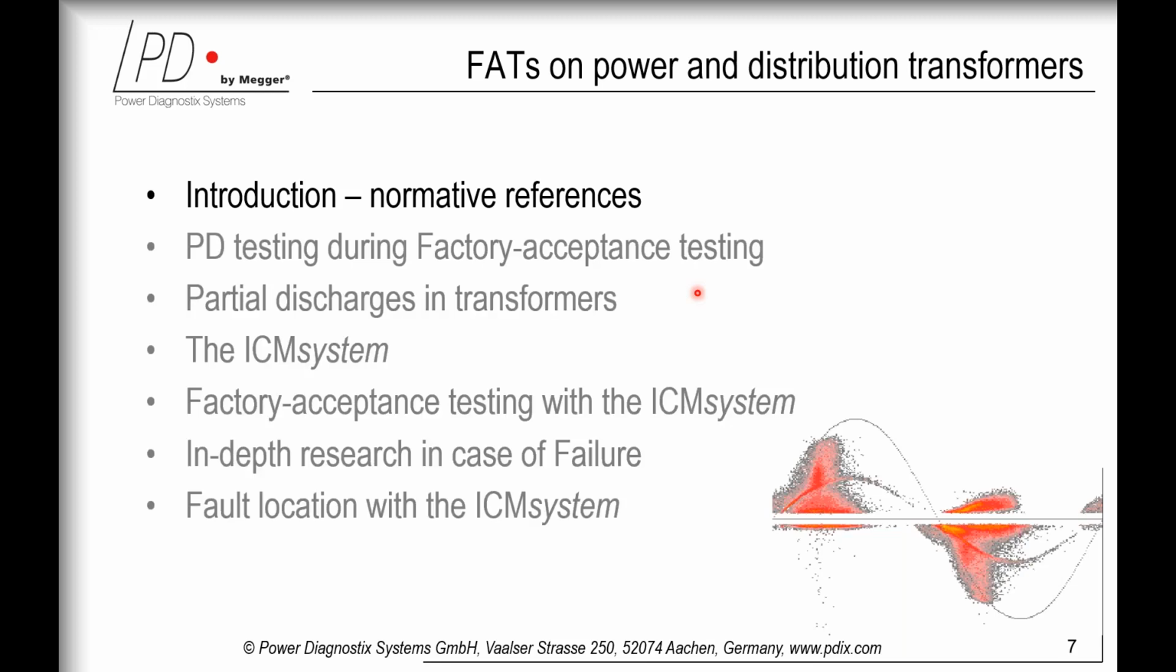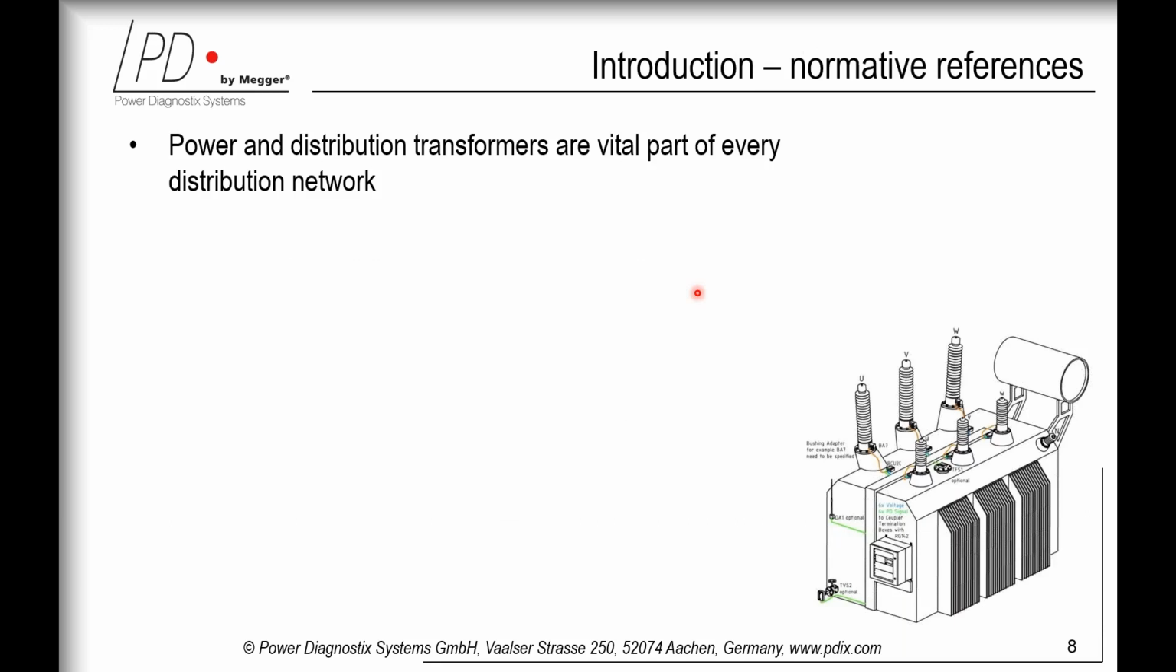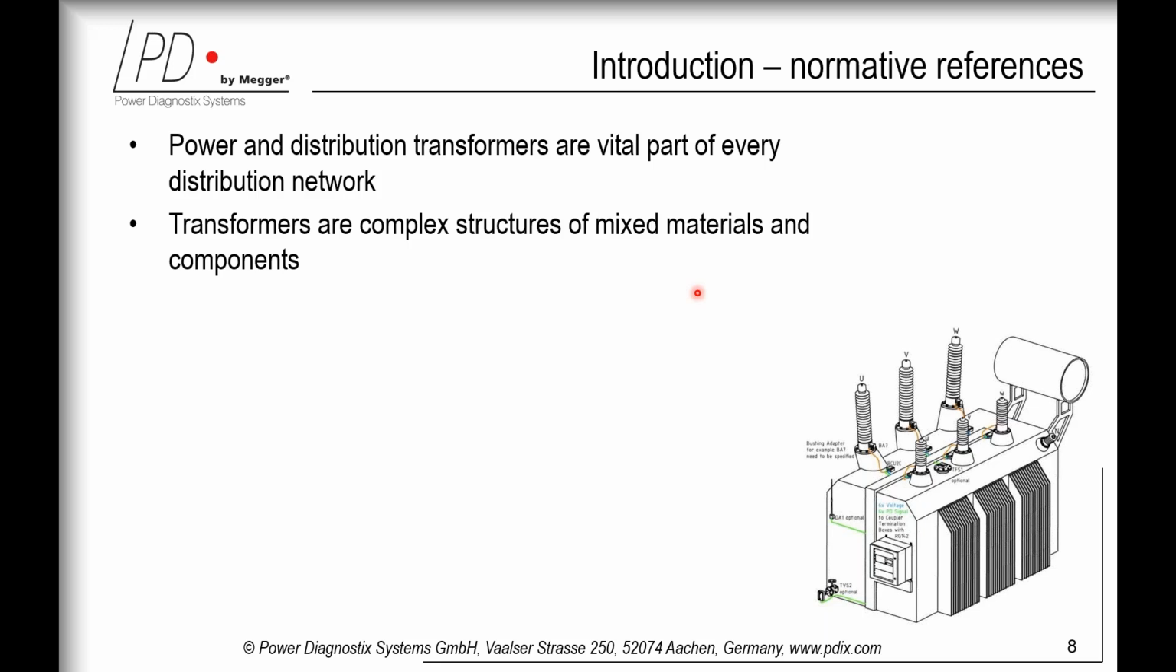So coming to the introduction. Transformers are vital parts of every modern power distribution network. From a design and manufacturing view, they are a complex structure of mixed materials and components. This led to the introduction of extensive factory acceptance test requirements, short FAT, for transformers in general.